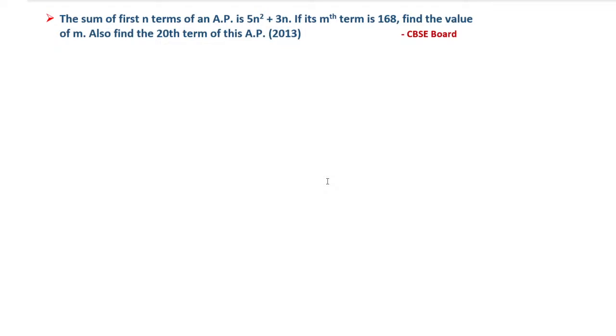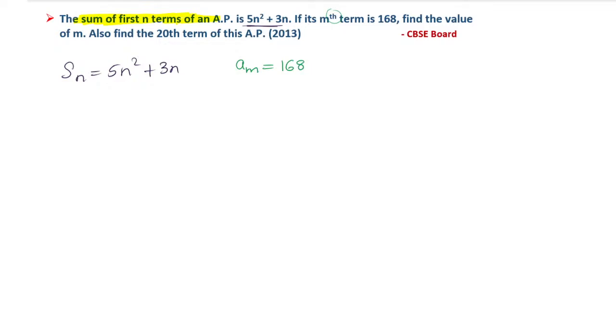So this is also an important question, because they may ask questions like this. Here they have given the sum of first n terms of an AP. This value they have given here is nothing but Sn. Sn is equal to 5n square plus 3n. So that we have to understand. Next they have given the mth term. See, it is not the sum, it is the mth term, so it is am, not Sn. Am value they have given as 168.